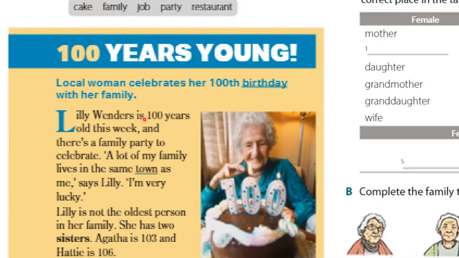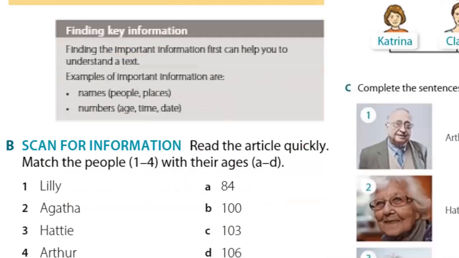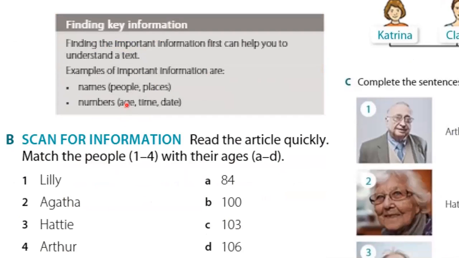All right. Now you are going to read for specific information. Here we have that finding the important information first can help you to understand the text. Buscar información específica primero nos puede ayudar a entender mejor el texto. Examples of important information are names of people or of places and numbers like age, time, and dates. Para buscar información podemos enfocarnos en nombres de personas, de lugares y números como la edad, tiempo y fechas.